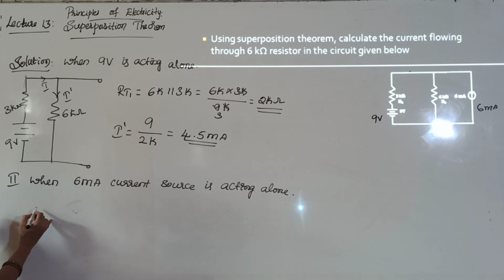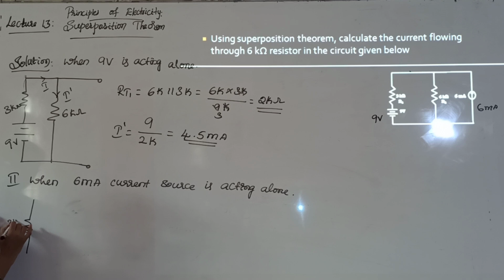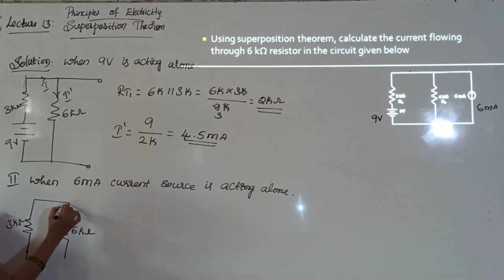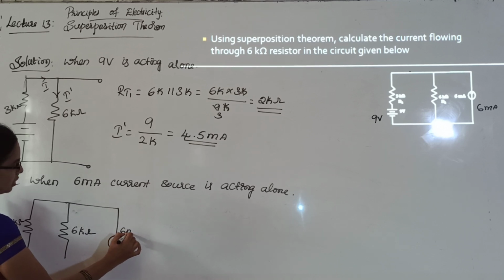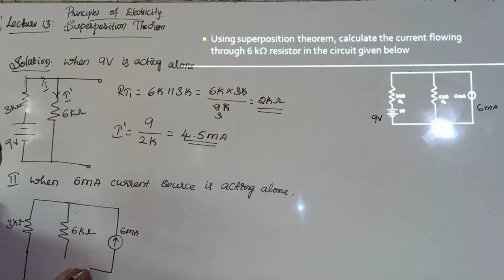The circuit will be 3 kilo ohm, and I will make the 9 volt battery short circuit. 6 kilo ohm resistor, I will write like that only. Here a 6 milliamperes source should be considered in this circuit.